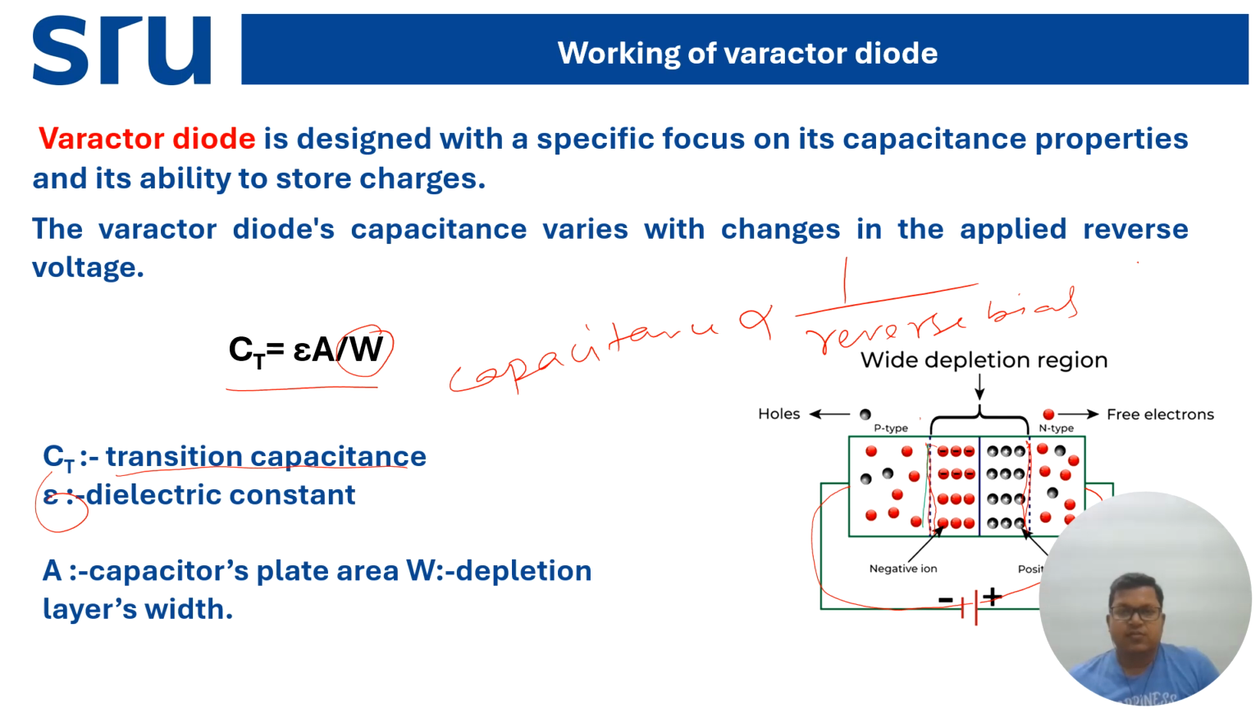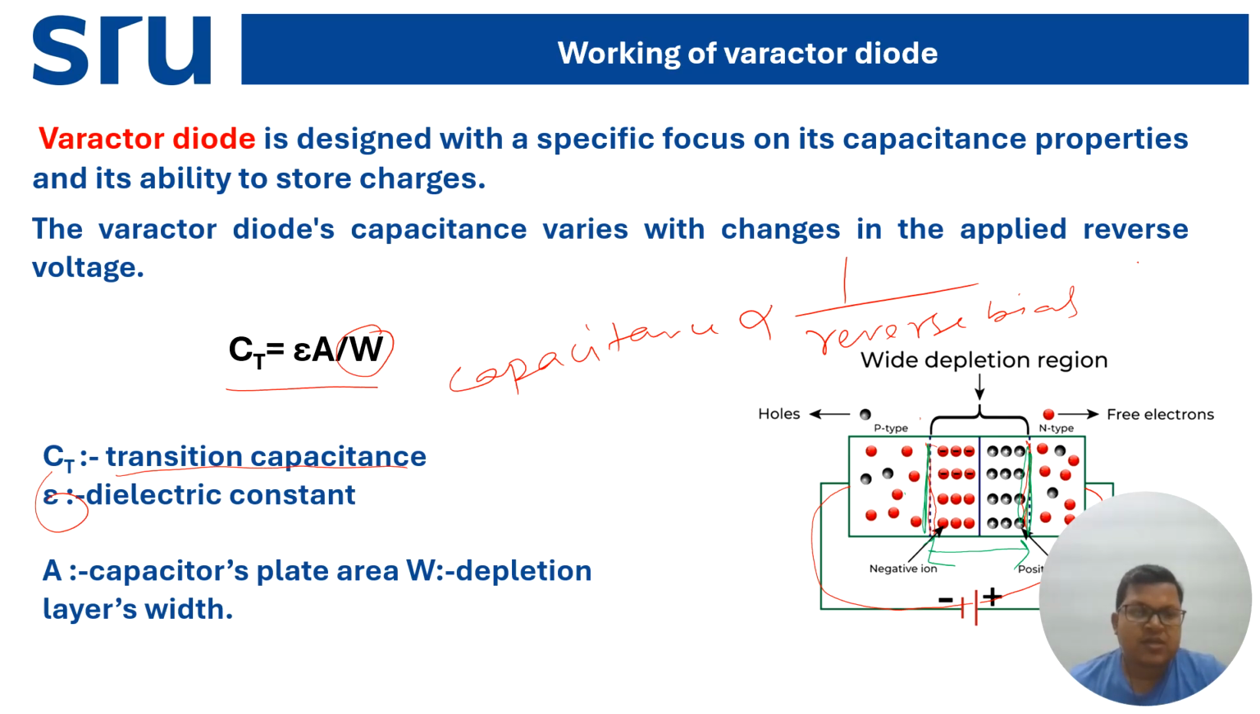So this region is the depletion width region. Okay, so this is the depletion width, right? We can easily see that the dielectric constant at this region is denoted by epsilon.